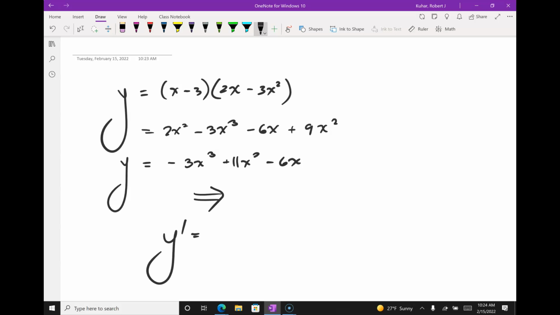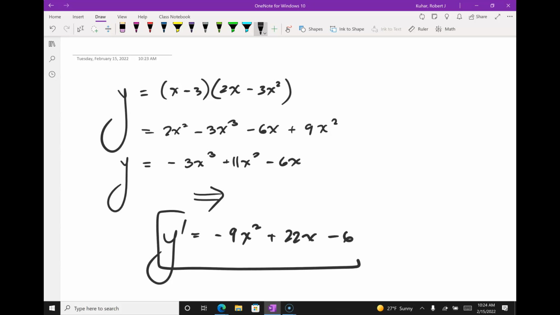So my shortcut says what? Who's got it? Negative 9x squared plus 22x minus 6. So again, I'm just trying to demonstrate that this thing works with something that we already know how to take a derivative of. But we're going to do one in a second that we don't know how to take a derivative of.